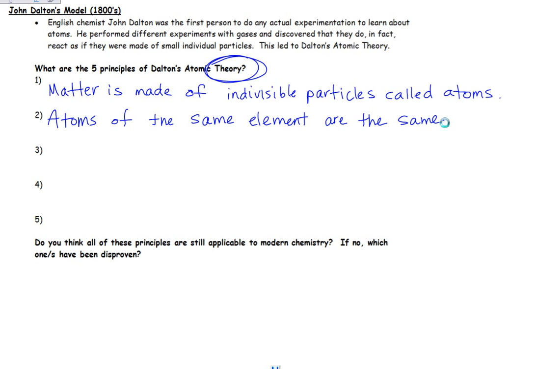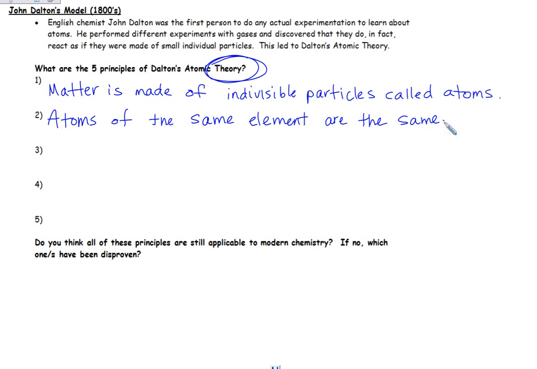All samples of copper have the same properties. So the smallest particle of copper, the copper atom, they must all be the same. And again, you're probably thinking to yourself, well, duh. But back at the time, this was like, wow, profound.